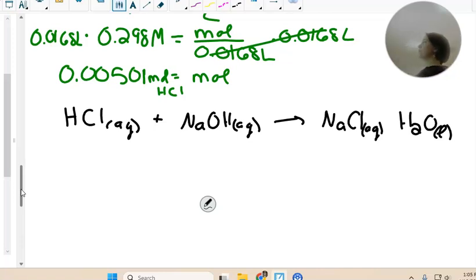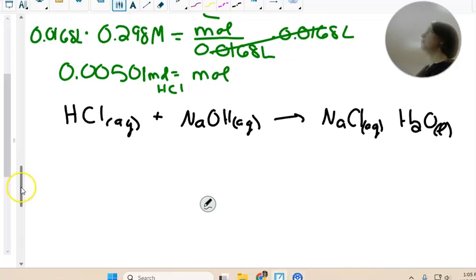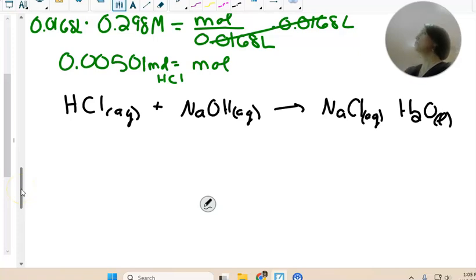I'm going to do chlorine first, 1 on the left, 1 on the right. I'll do sodium second, 1 on the left, 1 on the right. Now I'll do oxygen, 1 on the left, 1 on the right. And hydrogen, 1, 2 on the left, 2 on the right. It's balanced. It's a 1-to-1 ratio. That doesn't always happen, so you do have to find the balanced chemical equation each time. So then we're going to go with our mole to mole.